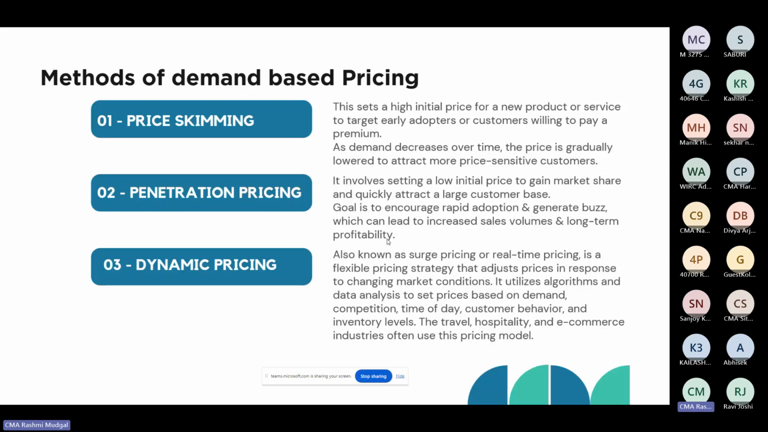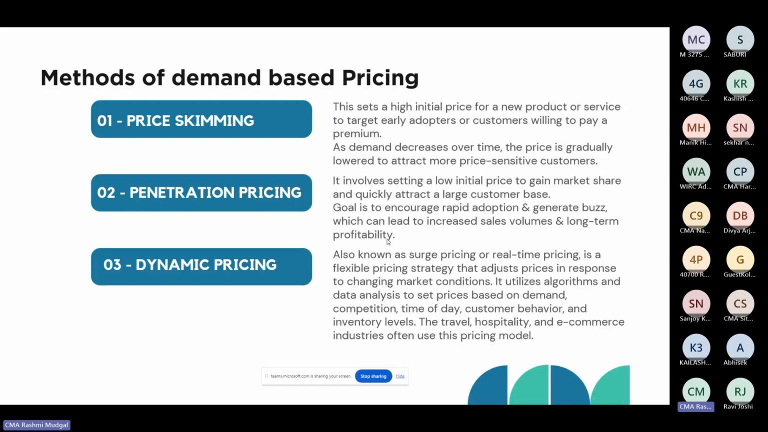It utilizes algorithms and data analysis to set prices based on demand, competition, and time of day. In the morning, a thali is cheaper, and in the evening it is expensive. Customer behavior is also considered, and their inventory level is also considered. The travel, hospitality, and e-commerce industries often use this pricing model.